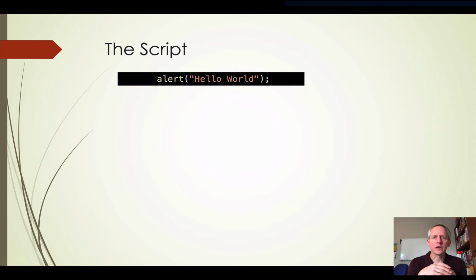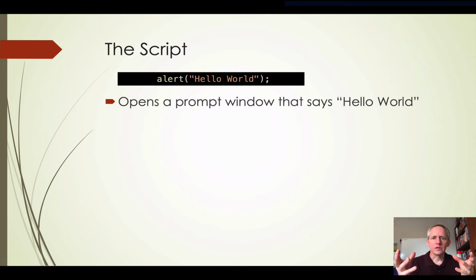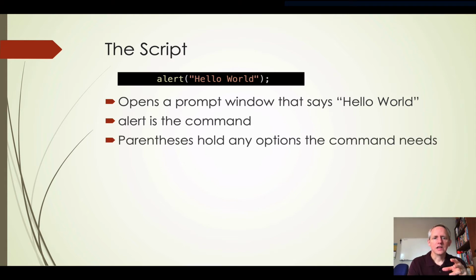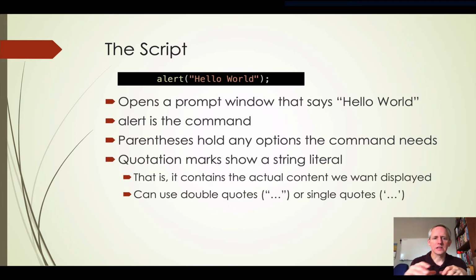Okay, so the script we're going to put in is alert hello world. It's going to open a prompt window that says hello world. Alert is the command, so that's the instruction is alert. And then parentheses hold any options that the command needs. So this is calling a function that already exists in JavaScript. In this case, it needs a string, what it should display.